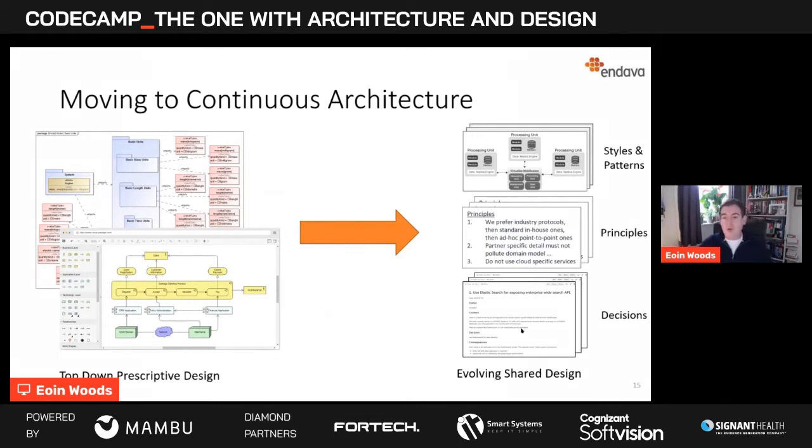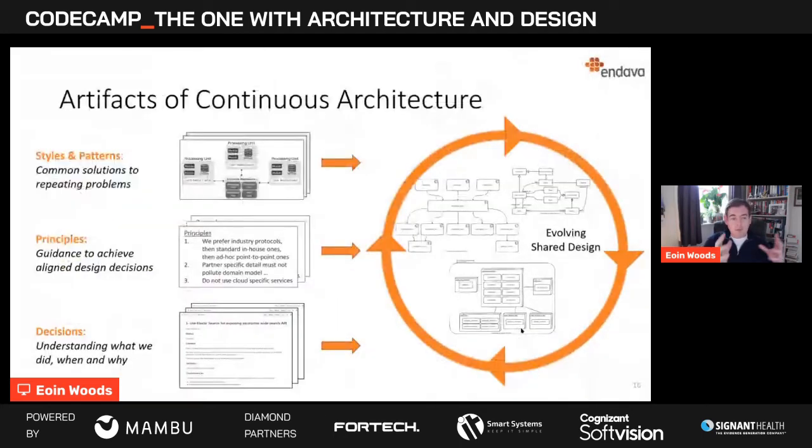So where do we end up if we do that? Well, styles and patterns will give us common solutions to our repeating problems. So hopefully we'll get some commonality across our system. Principles will give us guidance to achieve aligned design decisions. We'll all make decisions in the same context, bearing in mind the same philosophy and constraints. And we'll have a set of explicit decisions. We'll know what decisions we've made.